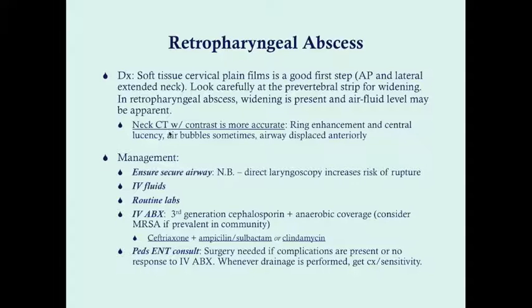A neck CT with contrast is more accurate, and if you suspect retropharyngeal abscess from the x-ray, you're going to do this. You're going to get a neck CT with contrast. And what you'll note is a ring enhancement and central lucency. Sometimes you can see some air bubbles, and the airway will be displaced anteriorly because of the infection. The space between the airway and the vertebrae is not very much.